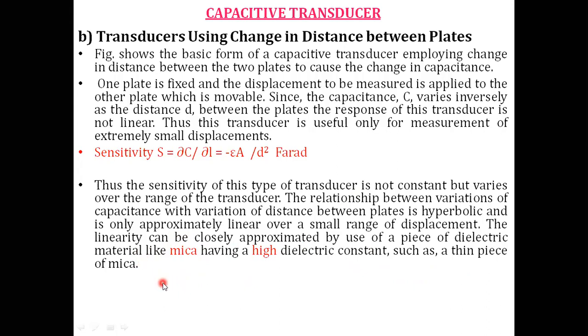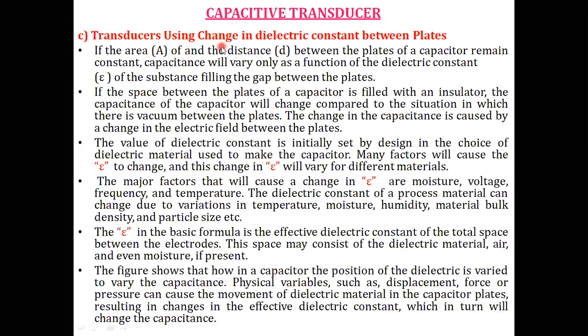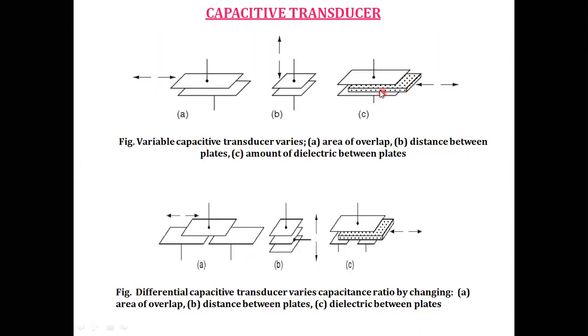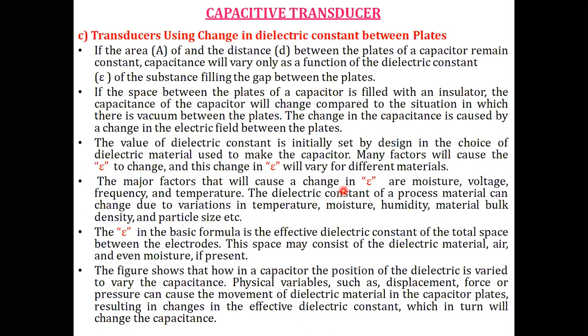Okay, and the third one we will see is the transducer using the changing dielectric constant between the plates, and I am talking about this one, the dielectric constant. Here, if the area and the distance d between the plates of the capacitor remain constant, capacitance will vary only as a function of the dielectric constant epsilon of the substance filling the gap between the plates.